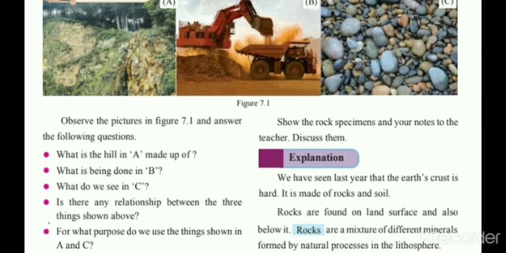In the third question, what is given to us? What do we see in C? We see in the third picture that small stones are there. We see stones of small size.